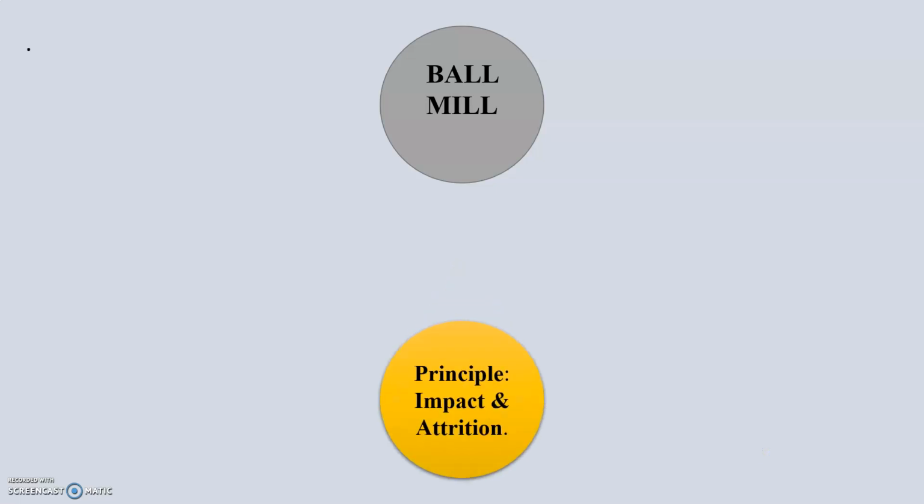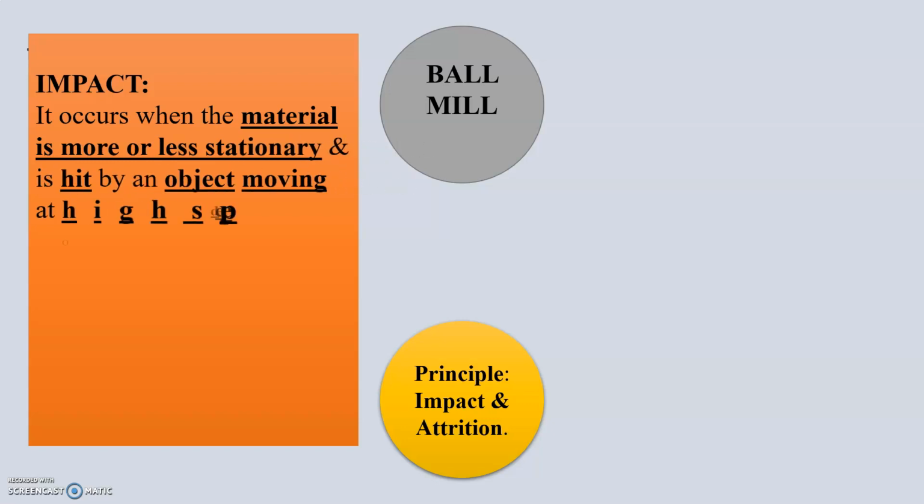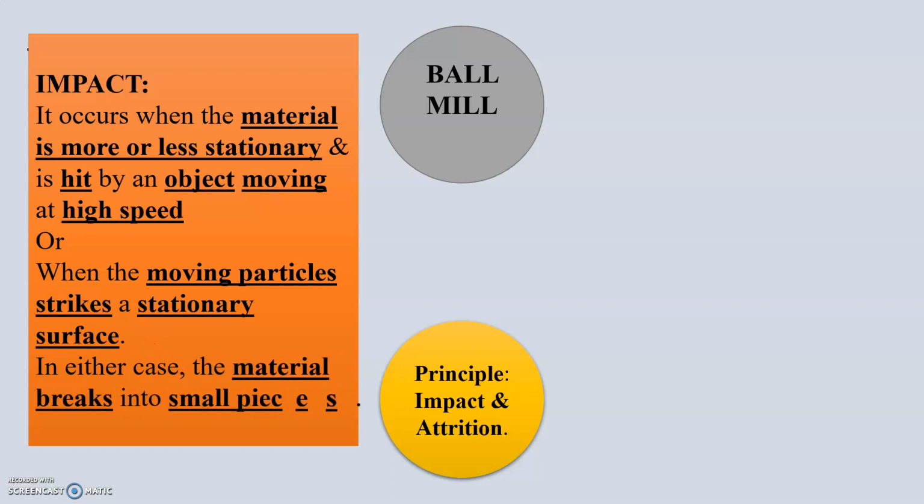The ball mill works on the principle of combined impact and attrition. Now let us see what is impact and attrition. Impact occurs when the material is more or less stationary and is hit by an object moving at high speed, or when the moving particle strikes a stationary surface. In either case, the material breaks into small pieces.